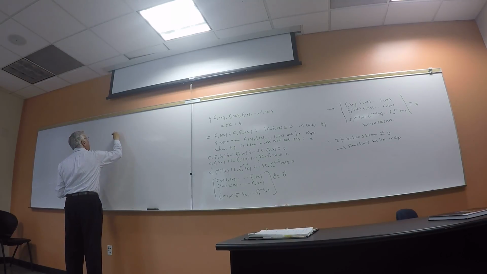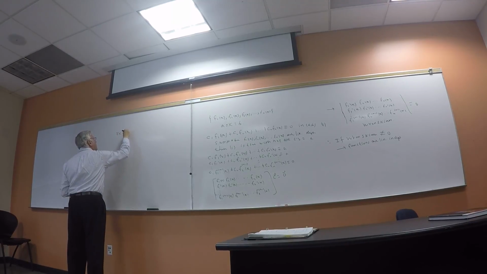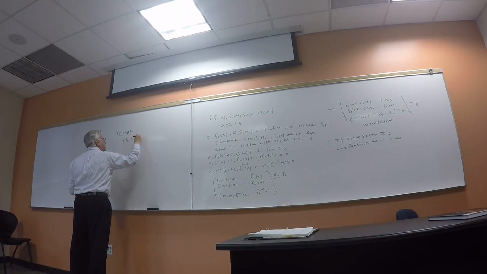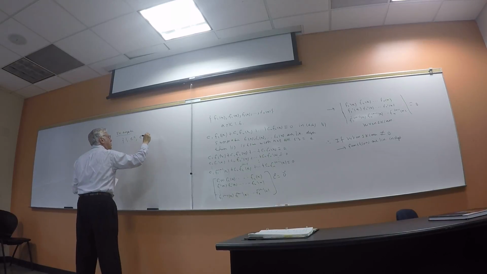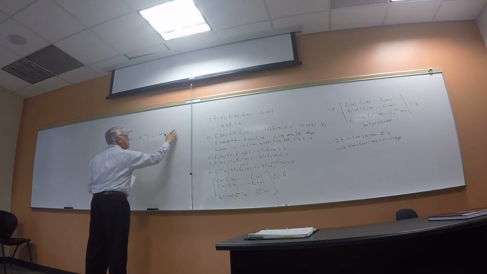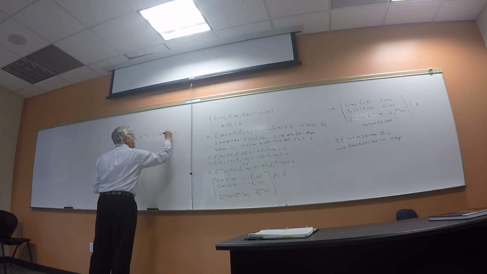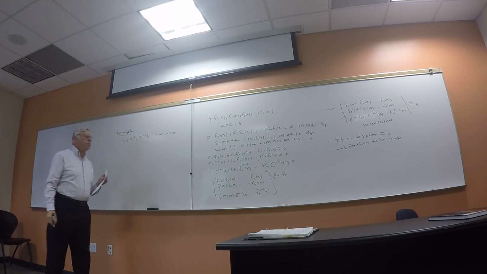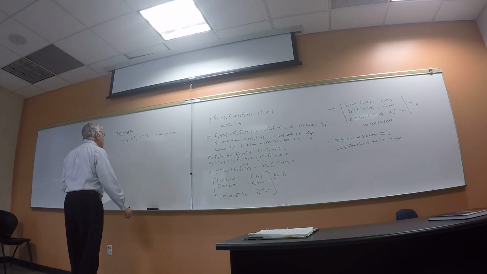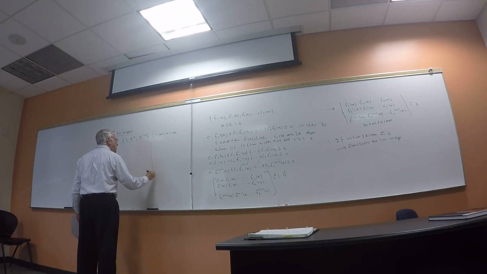Let's consider the following example, 3 functions I'll take. Suppose I have a set of functions, 1, e to the x, and e to the minus x. And let's consider that on the interval minus infinity less than x less than infinity. In other words, all real values of x on the whole real line. Question is, are those 3 functions linearly dependent or not? Let's do it heuristically first without the Wronskian test.